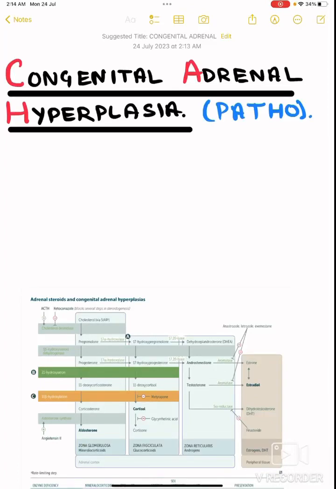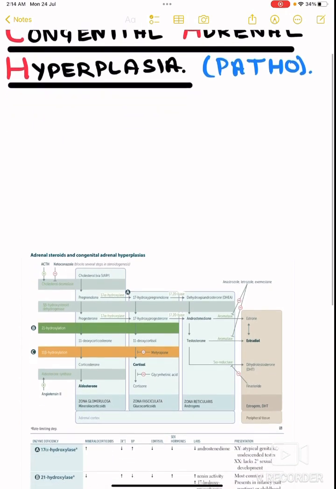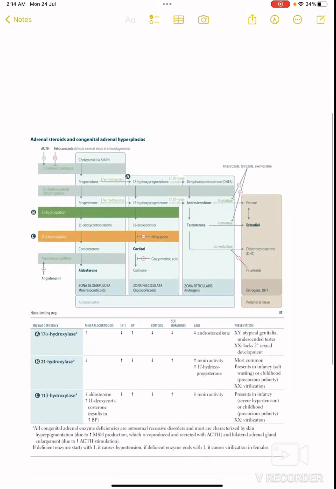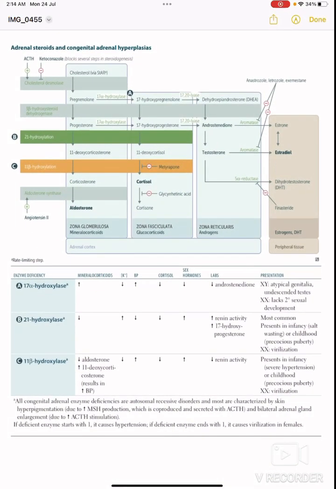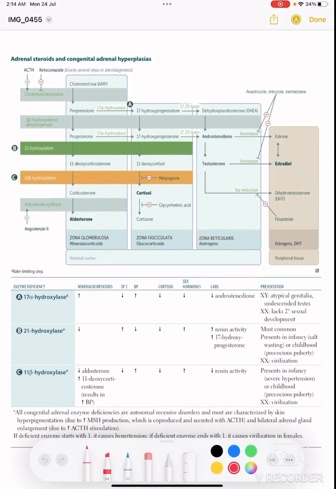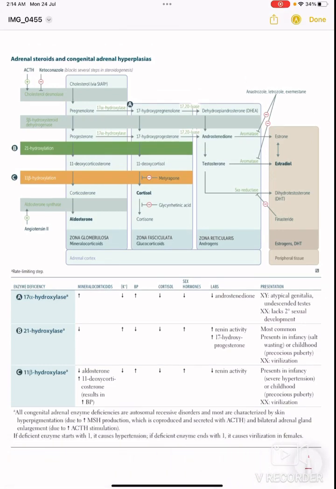Hello guys, in this video we are going to study congenital adrenal hyperplasia, a very important topic for NEET PG and INICET examination and next examination, right? So mainly there are three types of congenital adrenal hyperplasias that you need to know. First is 17 alpha hydroxylase deficiency, then 21 hydroxylase deficiency, and 11 beta hydroxylase deficiency. So these are the three main important things.